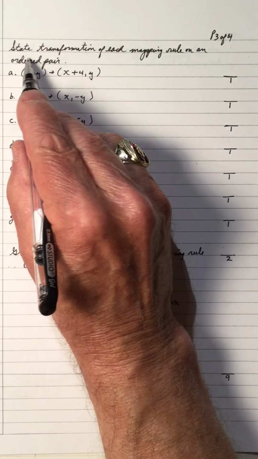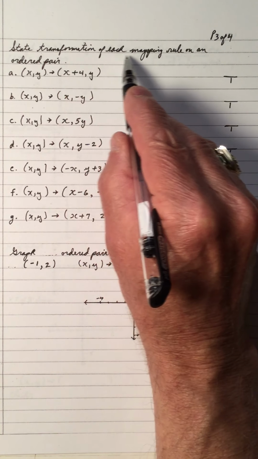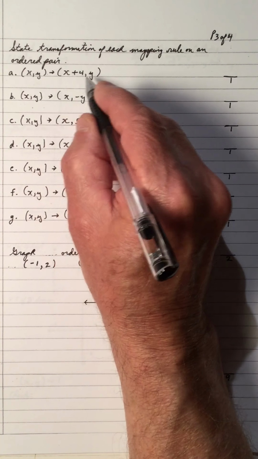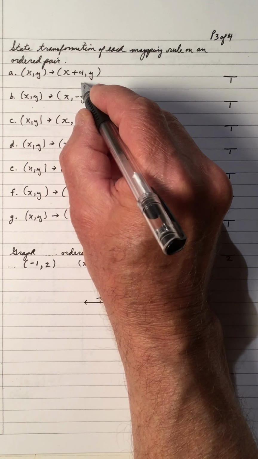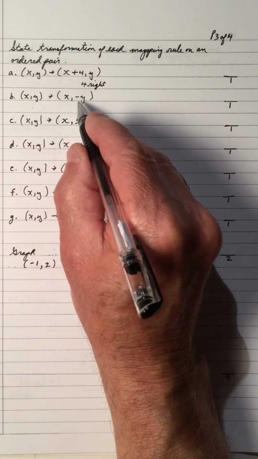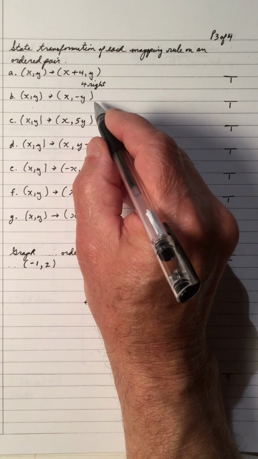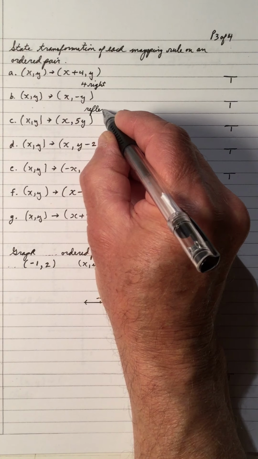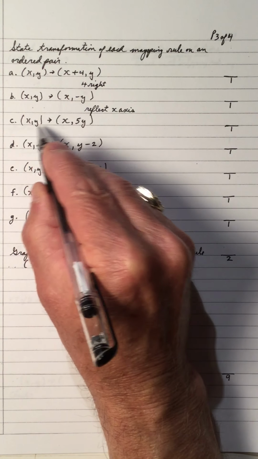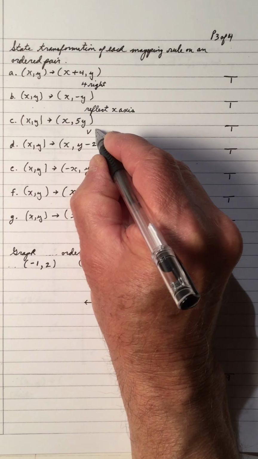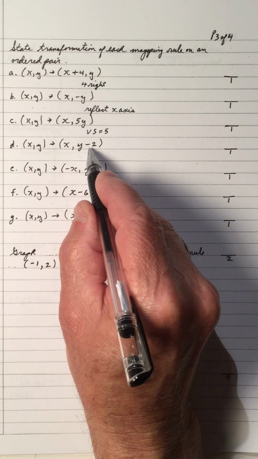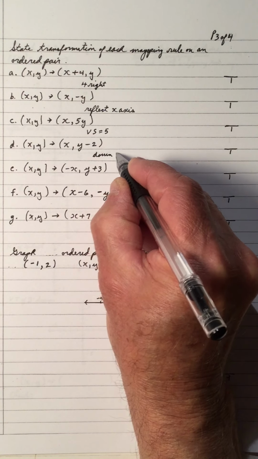And next one, state the transformations of each mapping rule on the ordered pair. So if we map (x, y) to (x plus 4, y), nothing is happening to the y's, but the x is adding 4. So the transformation is 4 right. And this one, nothing has happened to the x's, but the y has changed. So a y to a negative y, you're reflecting in the x-axis. Next, no change in the x, and the y is multiplied by 5, so it's a vertical stretch of 5. D, x is not changed again, y is minus 2, so it's 2 down.